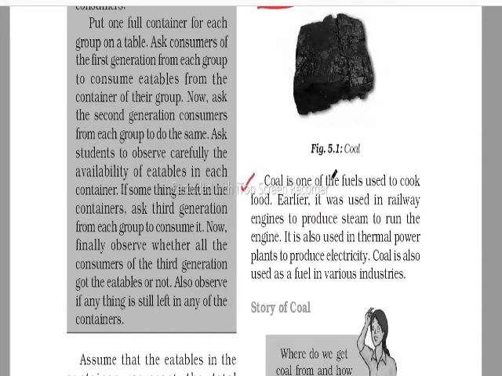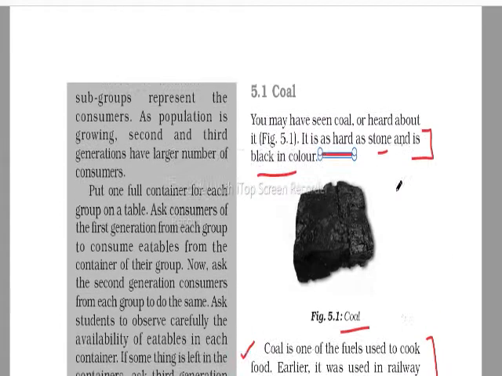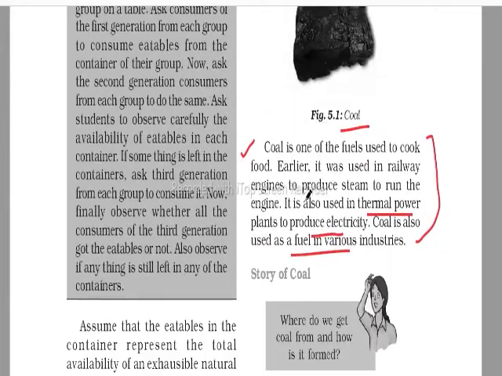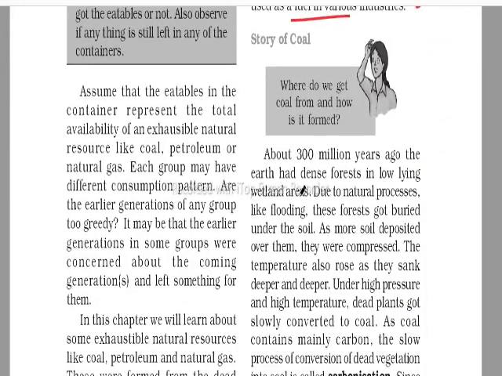So for heating purposes, as a fuel, coal was used, as well as it is also used in thermal power plants to produce electricity. Coal is also used in various industries. So these are the uses of coal, and earlier we have seen the properties of coal. Let's talk about the story of coal.